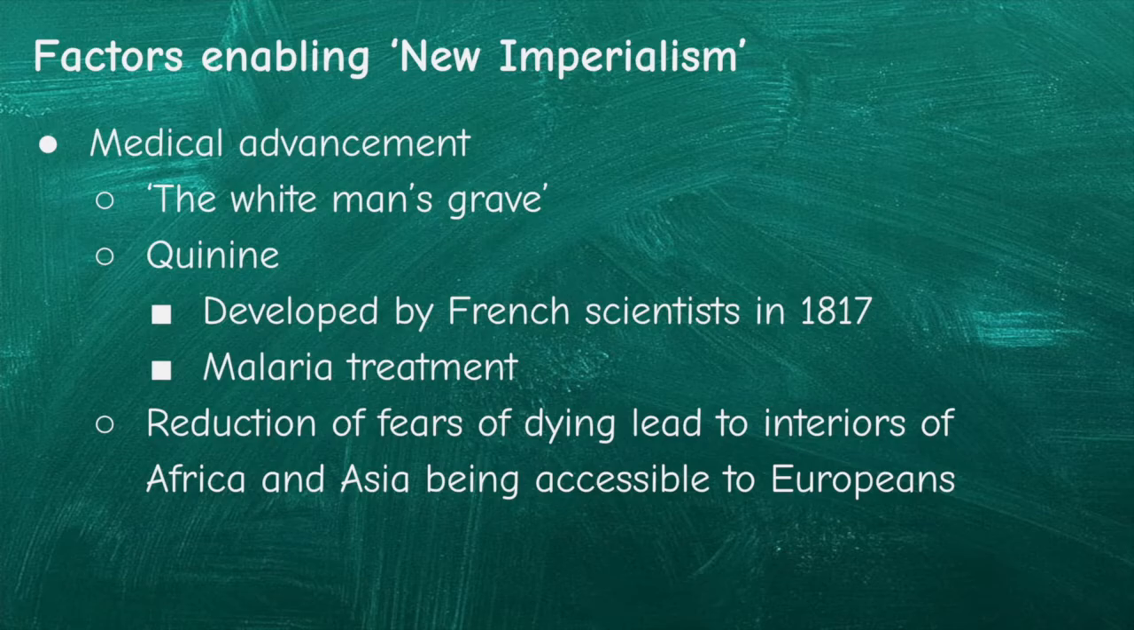So there's a couple of things that actually enabled new imperialism to occur. The first is medical advancements. We're going to be focusing more here on Africa now. So Africa was nicknamed the white man's grave because there were a lot of diseases in Africa that Europeans had never experienced before.